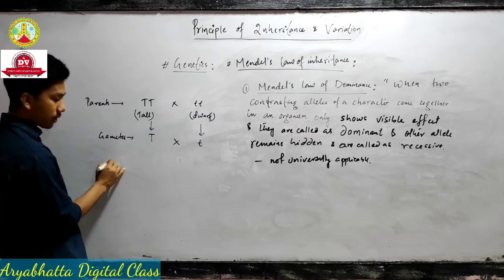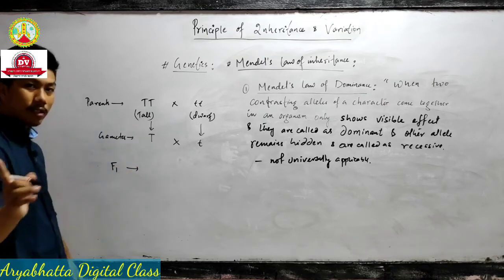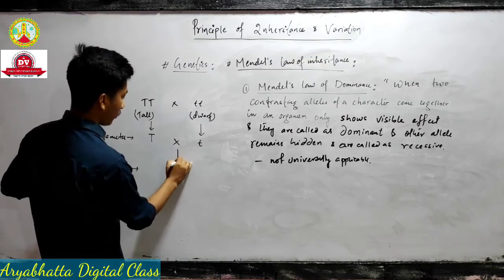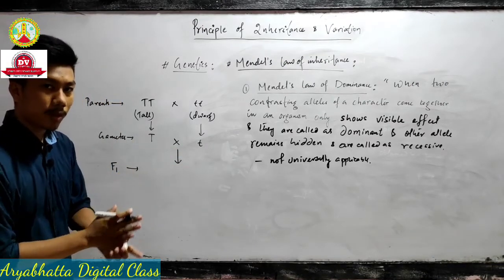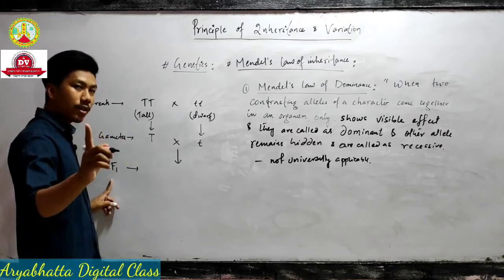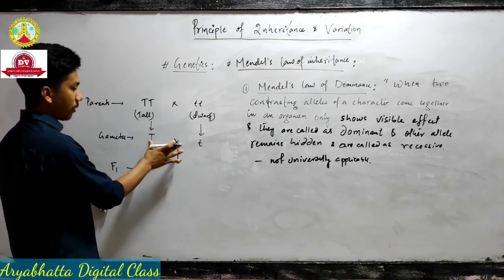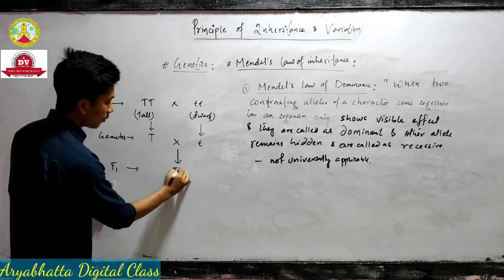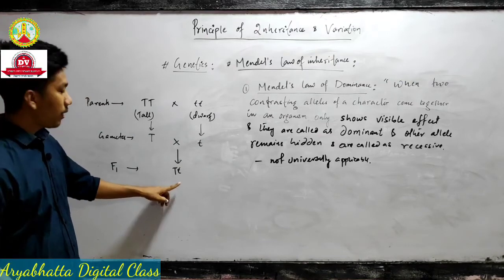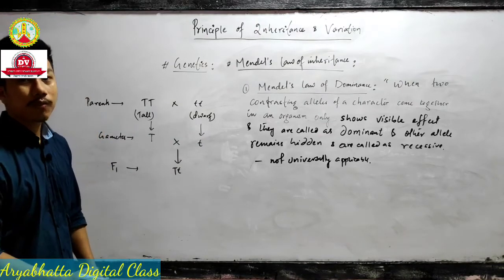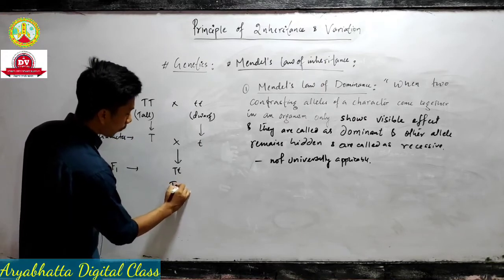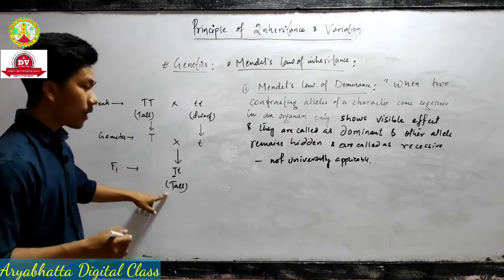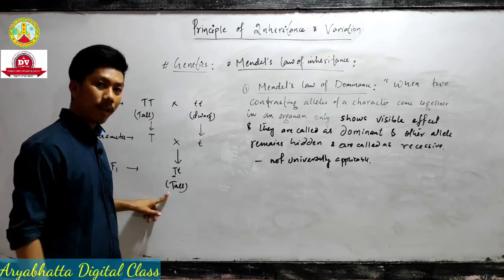The result that we obtain from the first cross, we represent in the form of filial generation, that is the first generation, F1. So when we make a cross between two parents, there will be capital T and small t. The result that we obtain in the first generation is all tall. Why? Because capital T is dominant, so the resultant product will be all tall plants.